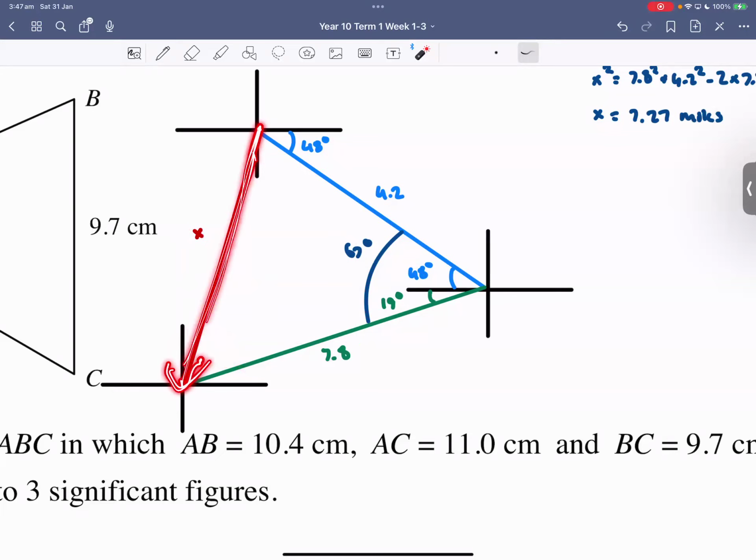Why would it be so easy to find out the bearing of this? I'll tell you why. All you have to do is work out this angle right here, and then that'd be so easy. You do 90 plus 48 plus theta, and then you know the bearing.